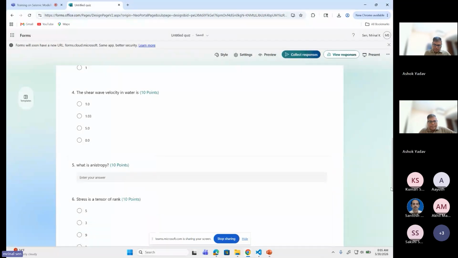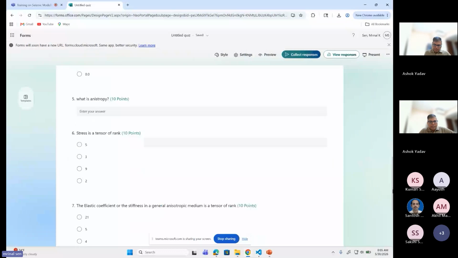Good. Stress is a tensor of rank what? Is it three, sir? No. Stress is there in the notes, it's there in the first thing. So is it six independent components? But 6 is not a choice here. Not five. It's a tensor of rank 2, okay? Because it has two directions, right? One is the direction of the force, and the other is the direction of the normal.